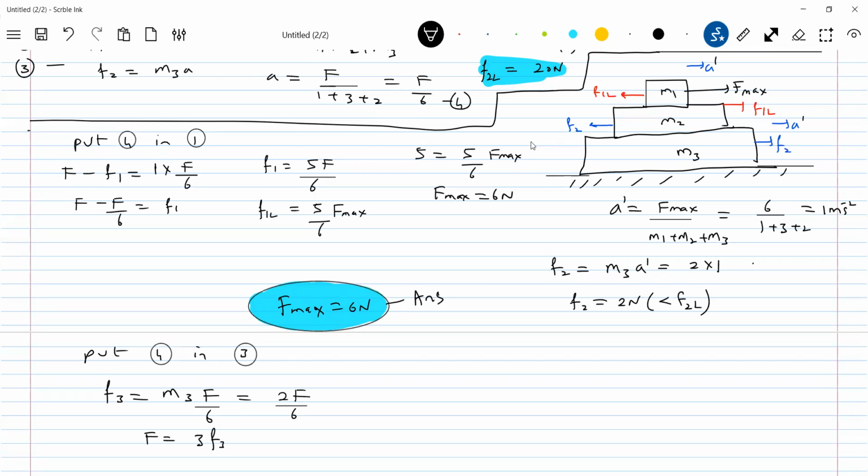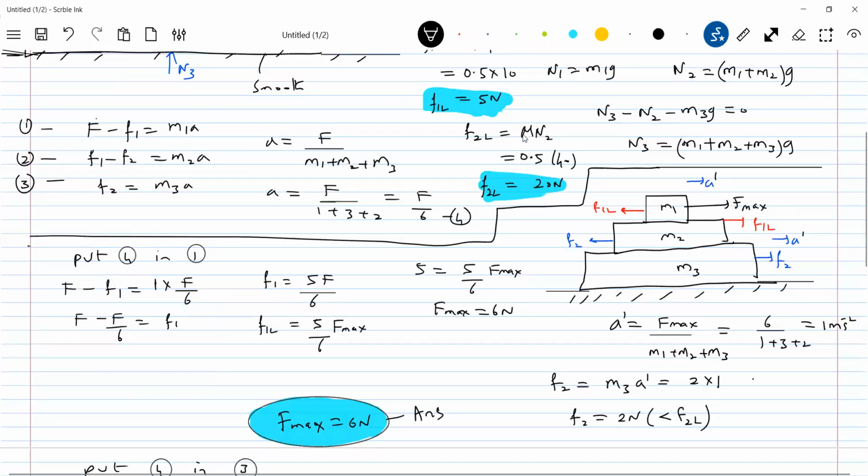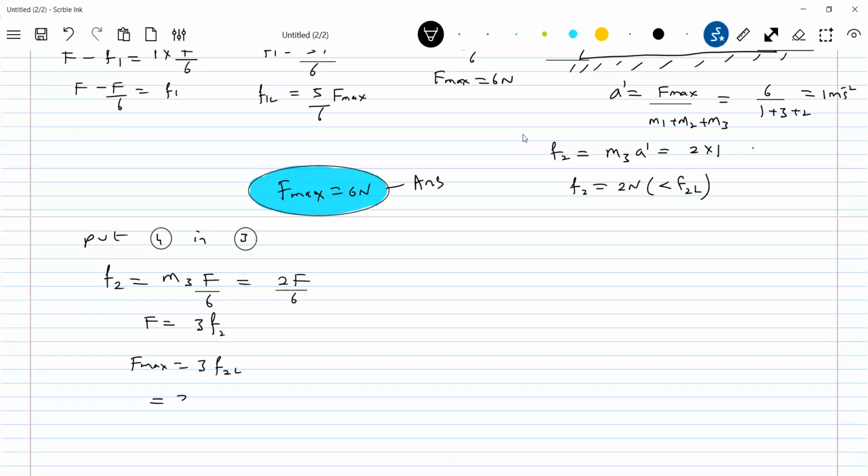So I increase now the applied force. What is the maximum permitted value of this? This should be F2, no? What is the maximum permitted value of F2? It is 3 into F2L. So what is the F2L value? F2L is 20 Newton. So 60 Newton, I got it.